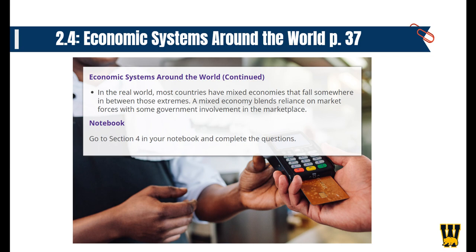And then lastly, in the real world, most countries have mixed economies that fall somewhere in between those extremes of a market economy and a command economy. A mixed economy blends reliance on market forces with some government involvement in the marketplace. So for the most part, we see the US economy as a free enterprise, market economy. Consumers and entrepreneurs make these decisions, and based on the market, businesses succeed or fail. However, we do have some government regulation to try to prevent monopolies and ensure that products are tested and safe for consumers. So we do have some elements of government regulation over the free market, but it is very, very minimal.